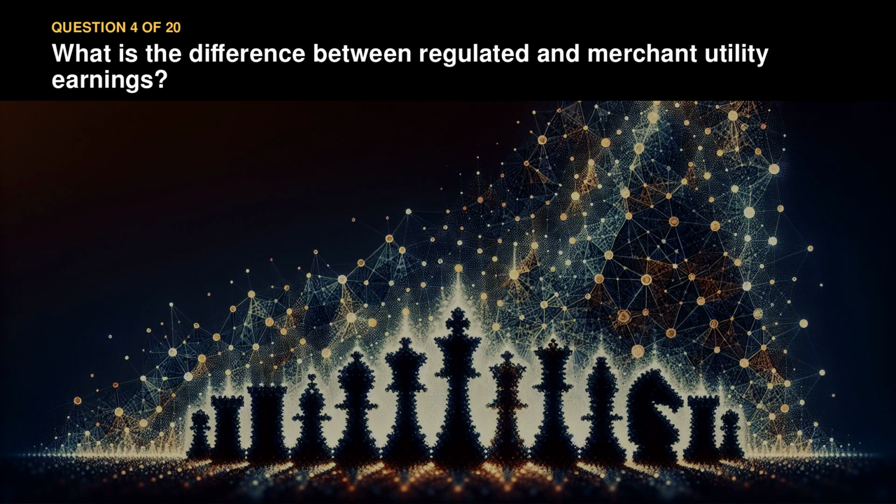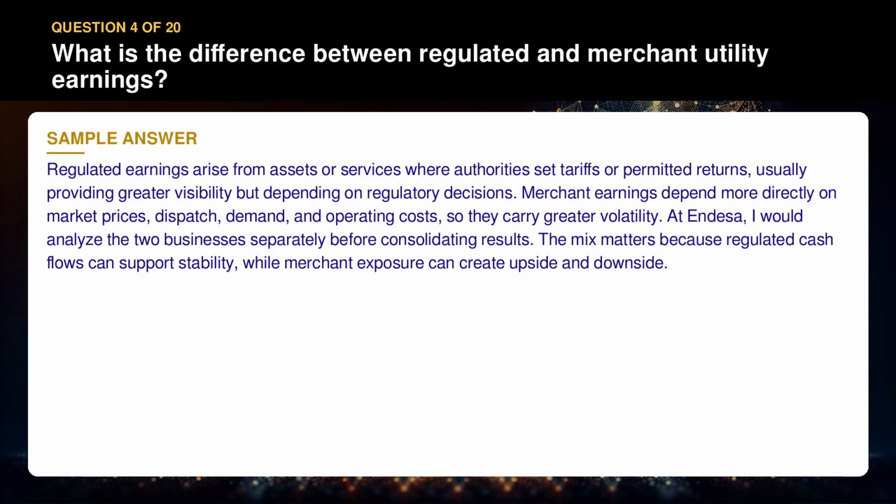Question 4. What is the difference between regulated and merchant utility earnings? Regulated earnings arise from assets or services where authorities set tariffs or permitted returns, usually providing greater visibility but depending on regulatory decisions. Merchant earnings depend more directly on market prices, dispatch, demand, and operating costs, so they carry greater volatility. At Endesa, I would analyze the two businesses separately before consolidating results. The mix matters because regulated cash flows can support stability, while merchant exposure can create upside and downside.